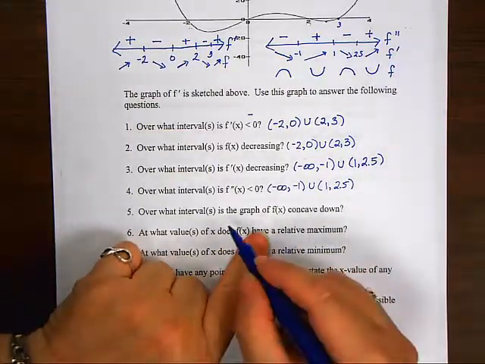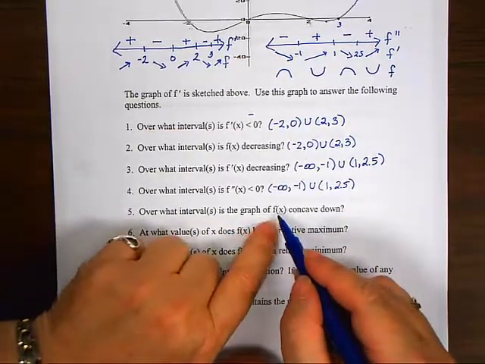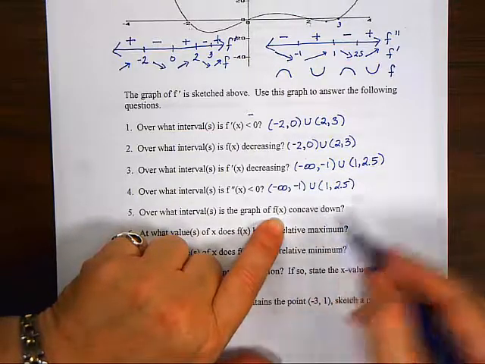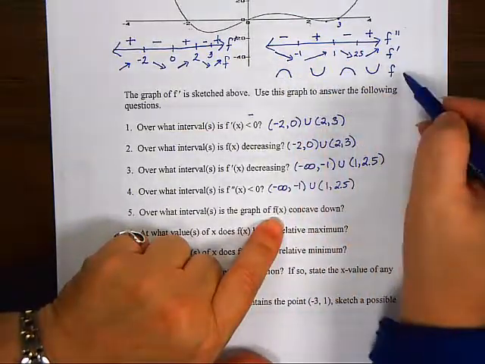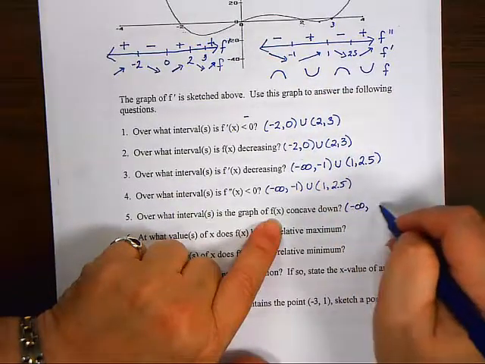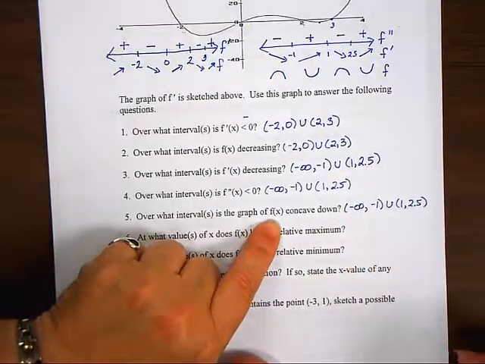Okay, let's talk about number 5. Over what interval or intervals is the graph of f of x concave down? So I'm looking at f and I'm looking at its concavity. The only thing that talks about that is this right here. I want the concave down sections, which happens to be -infinity to -1 and 1 to 2.5. So all 3 of these questions had the exact same answers.